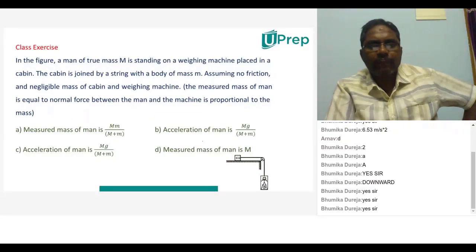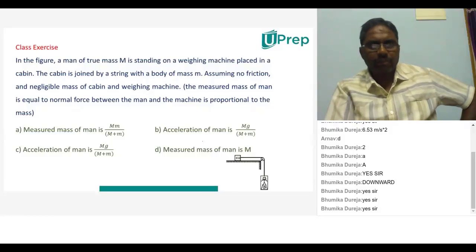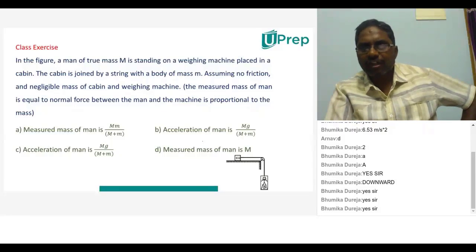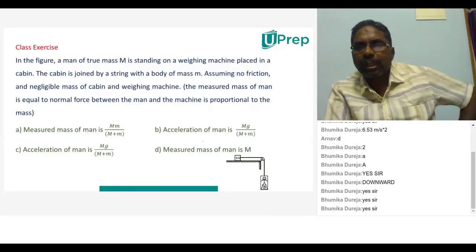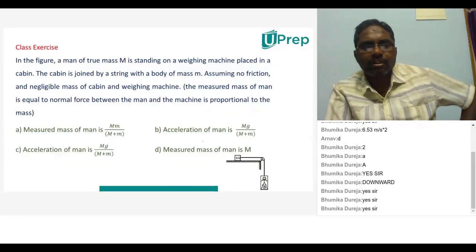In the figure, a man of true mass capital M is standing on a weighing machine placed in a cabin. One cabin is there, and the cabin is joined by a string with a body of mass M. Assume no friction, and negligible mass of the cabin and weighing machine. You have to find the acceleration and the measured mass of the man.